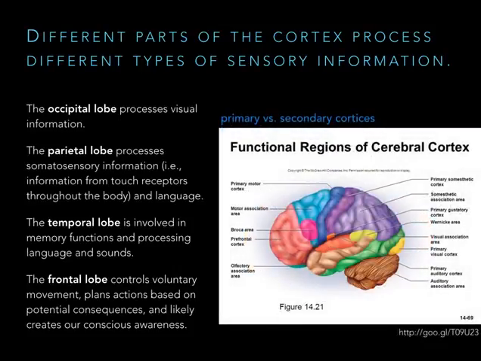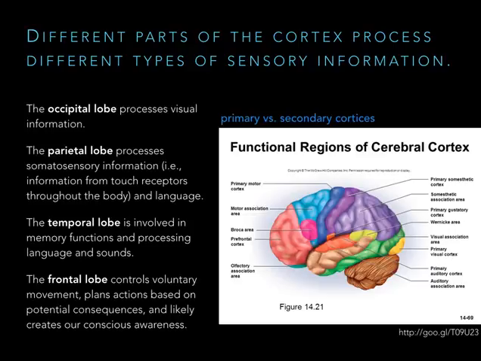Now, of course, within these lobes, there are many different regions. We have what we call primary and secondary cortices. Primary cortices handle only one type of information. For example, your primary auditory cortex only handles the sounds. That's all it's thinking about. What's the pitch? What's the timbre of this? Okay. It's not thinking about meaning.